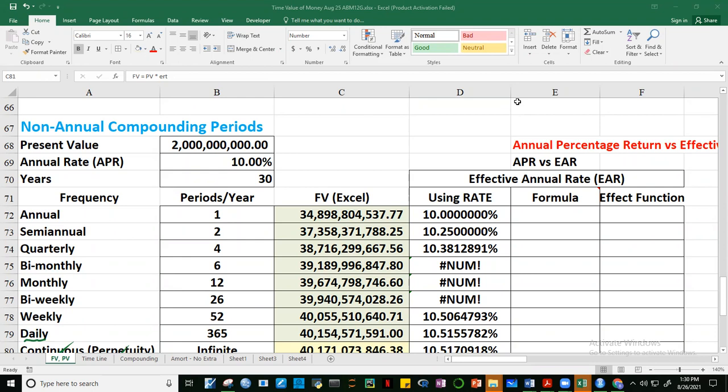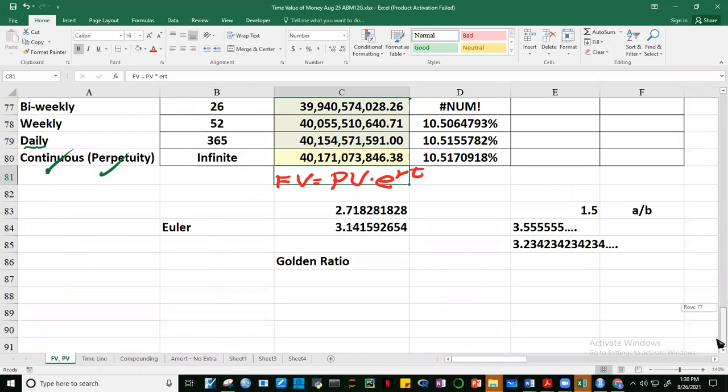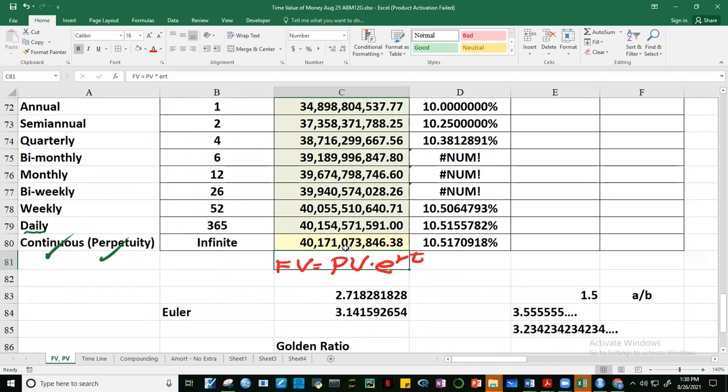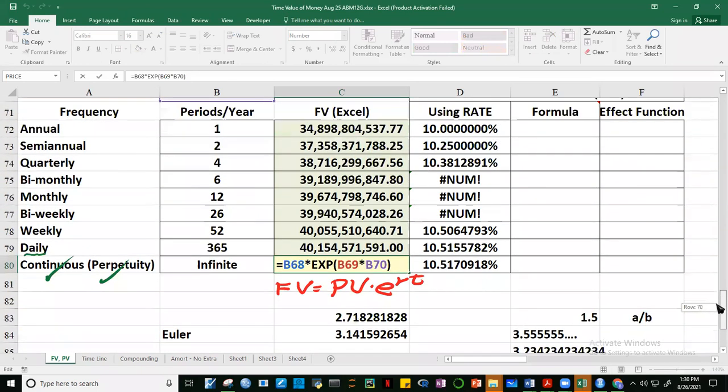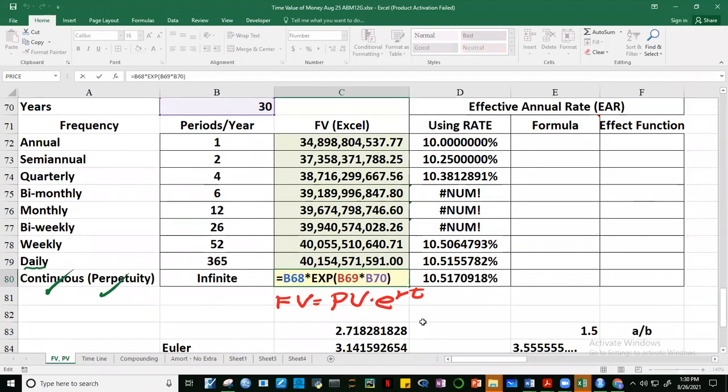Formula sa perpetuity. Okay, question dito sa perpetuity. Ang formula to compute for the future value ba, Sofia? So this is the formula to compute for the future value of the perpetuity. Ito yung formula. The future value is equal to the present value times e to the RT. Did I answer your question, Sofia?